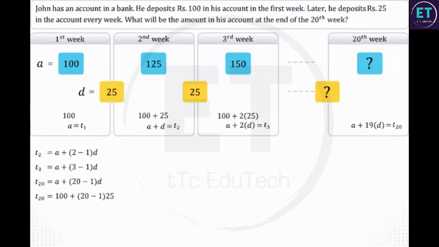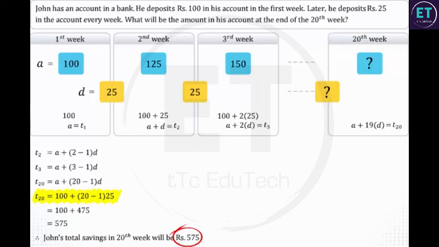Therefore, T20 equals 100 plus 20 minus 1 multiplied by 25. On solving, you get T20 as 575. In other words, you come to know that John's total savings in the 20th week will be 575 rupees.